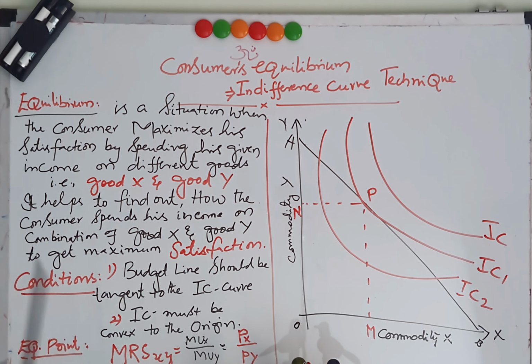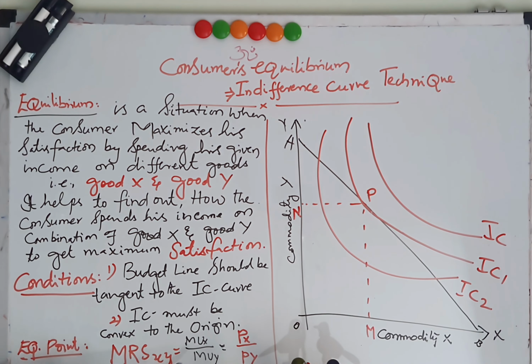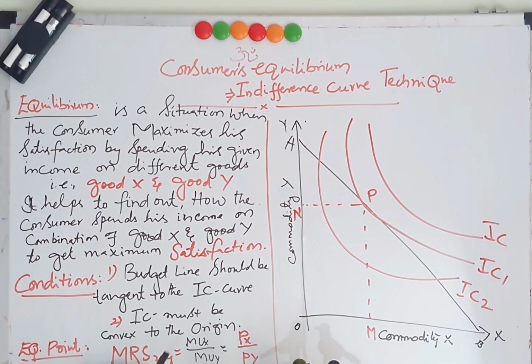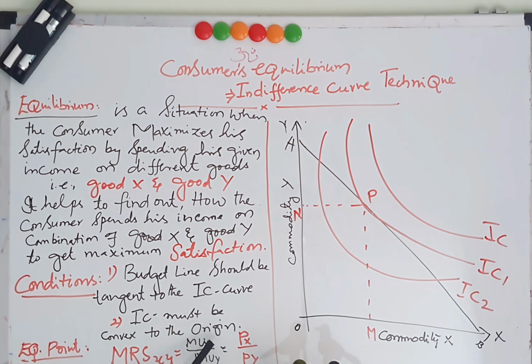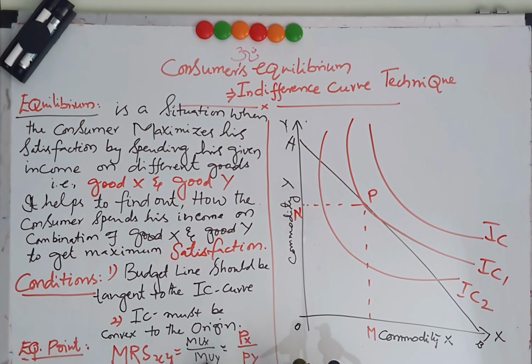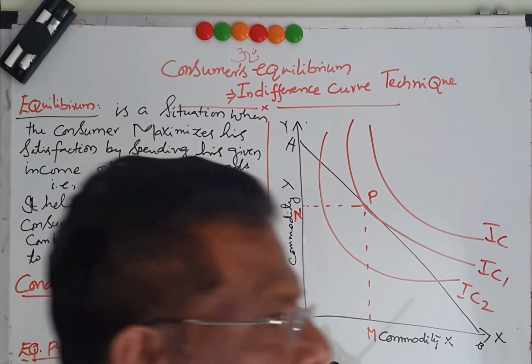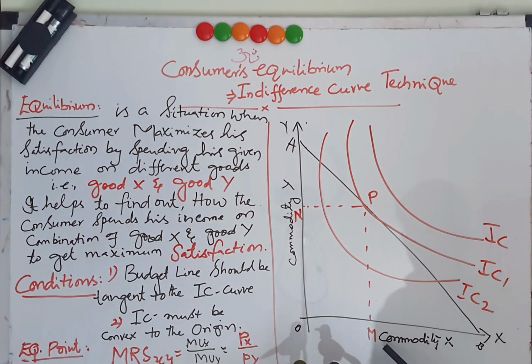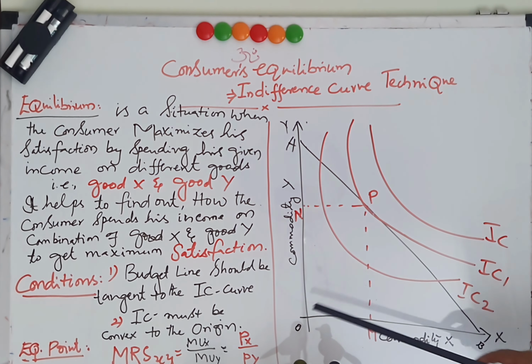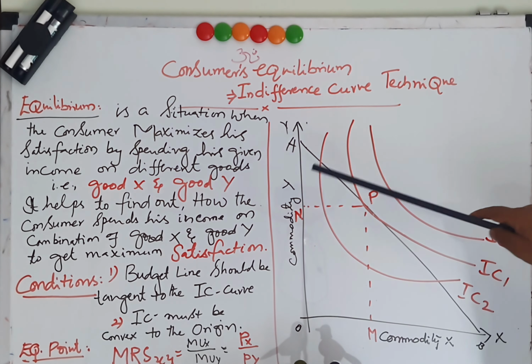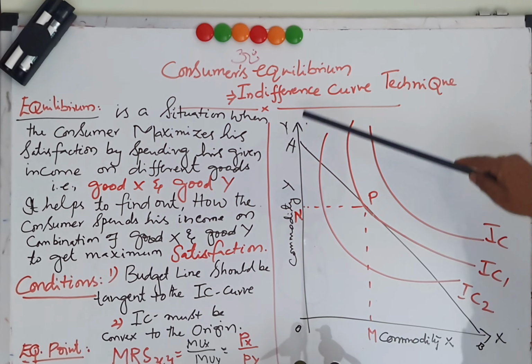What is the equilibrium point? It is the point where the MRS, the marginal rate of substitution of X for Y, that is the marginal utility of X divided by the marginal utility of Y, is equal to the price of X divided by the price of Y. In this diagram, on the OX axis we measure commodity X, and on the OY axis we take commodity Y.